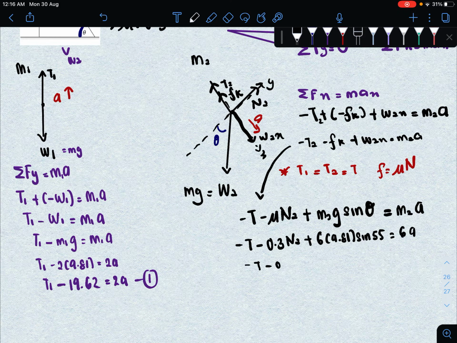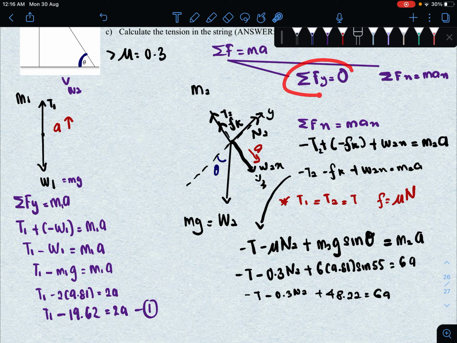So, negative T minus 0.3 N2, press your calculator. 6 times 9.81 sin 55 plus 48.22 equals to 6A. So, kalau kita tengok, kita tak selesai lagi. Kita ada T, N dan juga A. Kita masih tak dapat jawab.